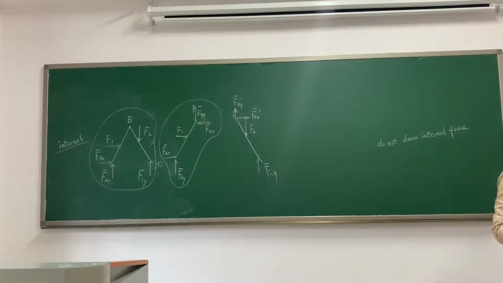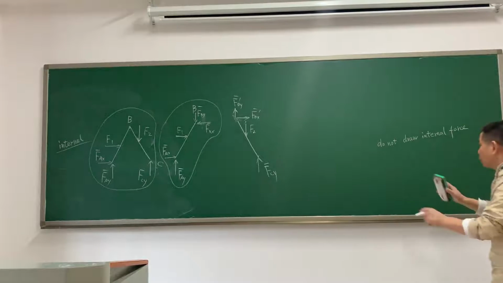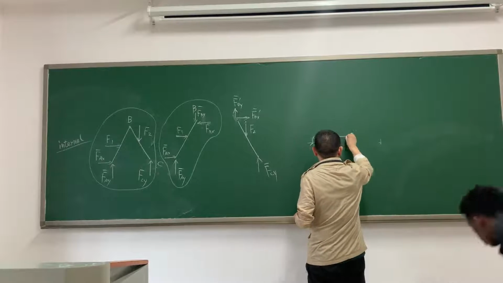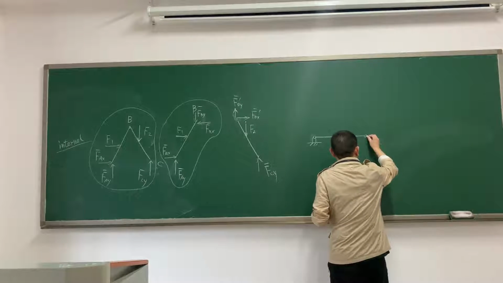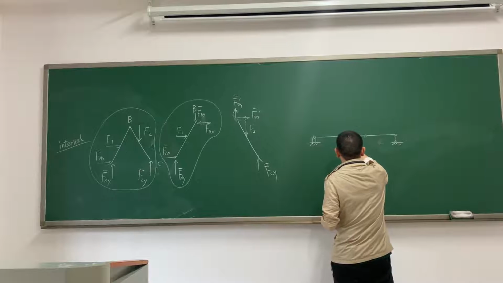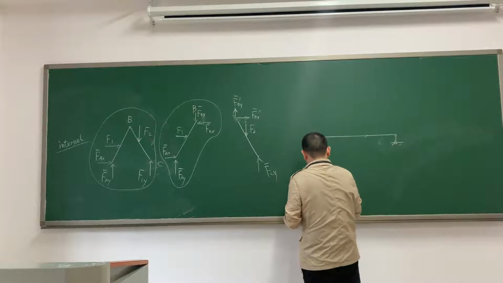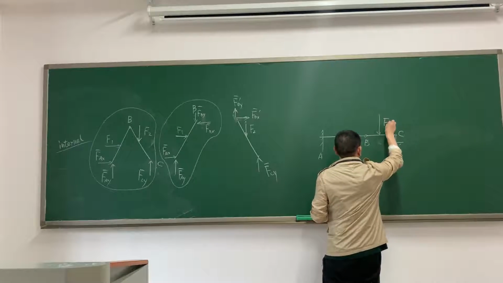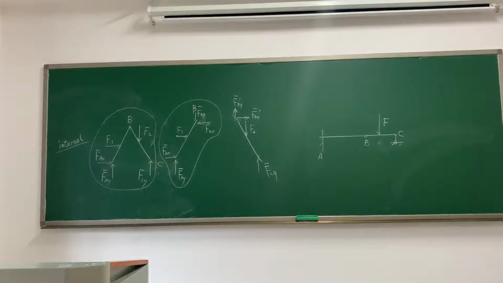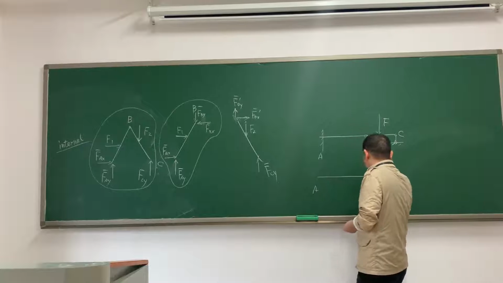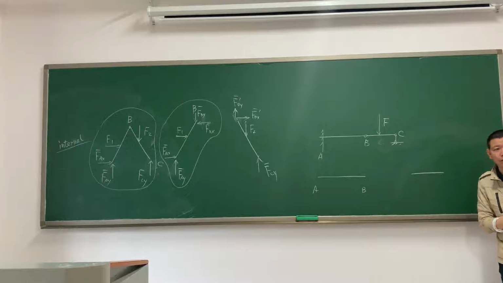I will introduce a little more examples. You needn't copy it, okay? A, B, C, F. Can you use the free-body diagram of AB and BC? You can, okay? AB, BC.